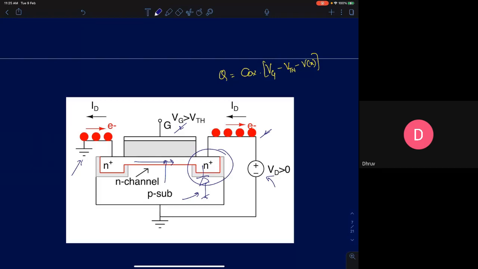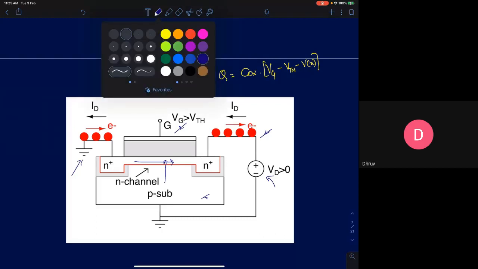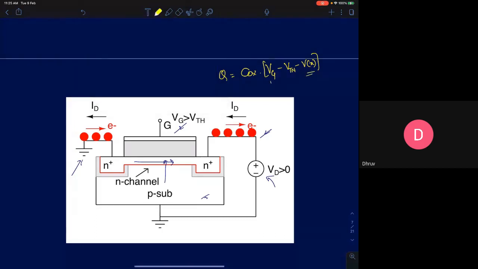If the PN junction is getting reverse biased, the depletion width of this PN junction will increase. So this surface near the drain is going to lose some electrons, because it's going to repel away some electrons as the depletion region forms there. So intuitively we can see it's going to reduce with the surface voltage, and it will increase with the gate voltage. So this is the general expression for the surface charge, or the inversion charge, in a MOSFET.